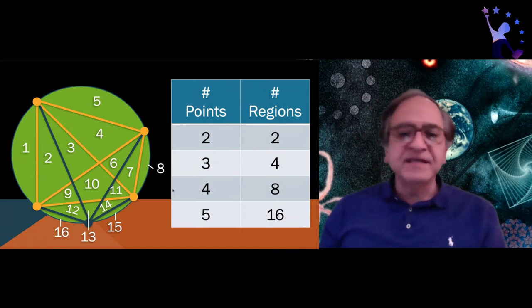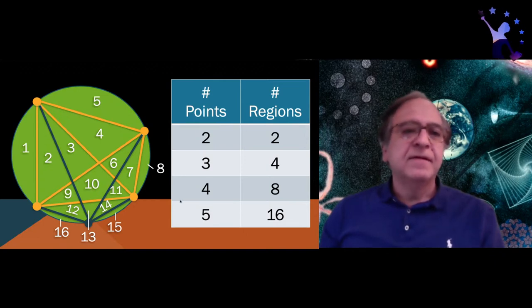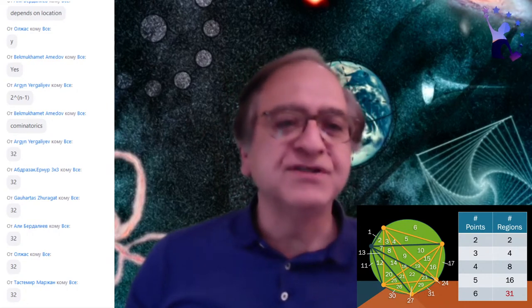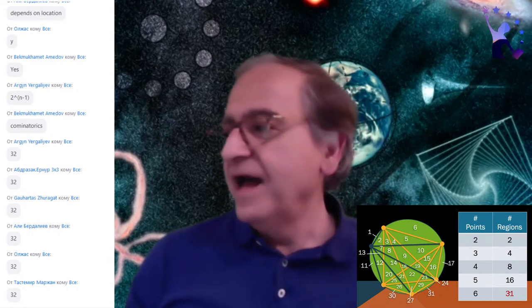So how many is going to be 6 points? What's the answer for 6 points? Just write the number in the chat. Exactly, everybody knows. So if you put 6 points, this is the answer. I'm sorry to tell you, it is not 32. We all made a mistake. There is no mistake in counting. And I did not put the points in funny positions. I put them in generic position. And the answer is 31, not 32.